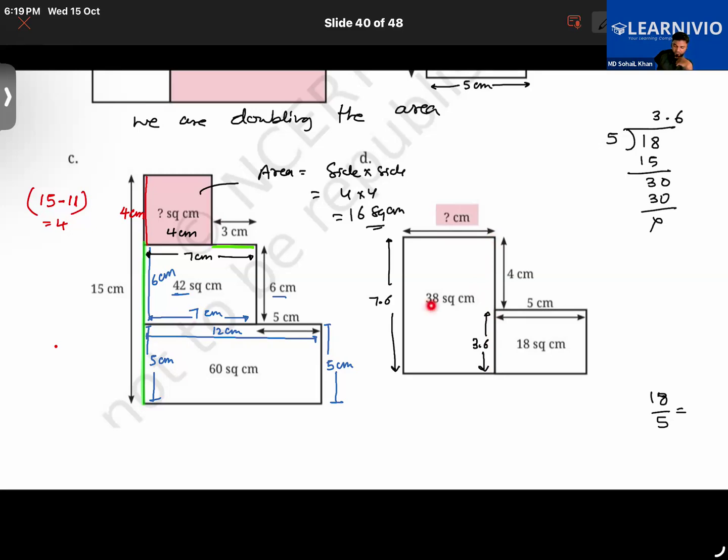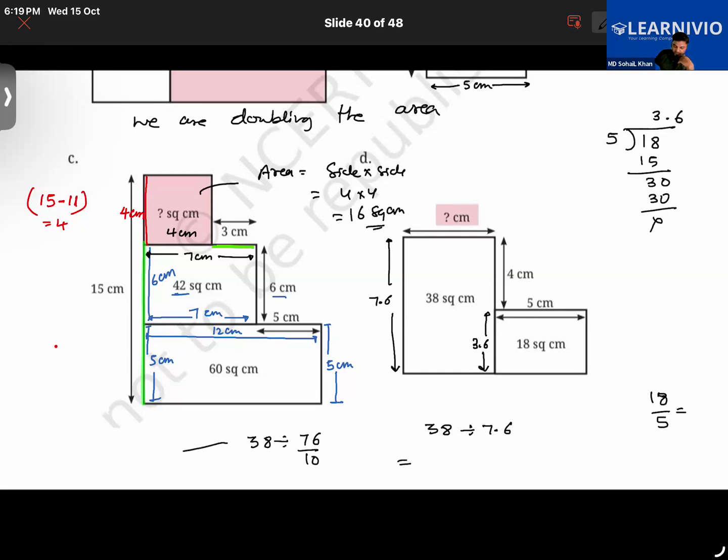Now we are going to divide the area with the length to find this breadth. Understanding it? So 38 divided by 7.6. Let's divide that. You know how to divide a whole number with a decimal number? First, the decimal point will be removed, so that will be 76 upon 10.